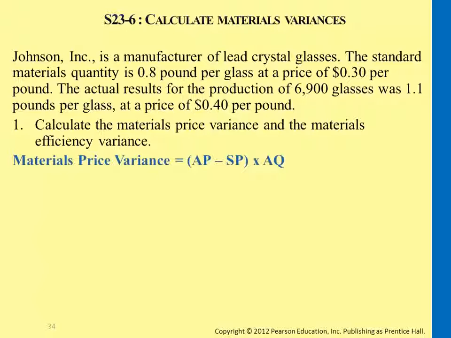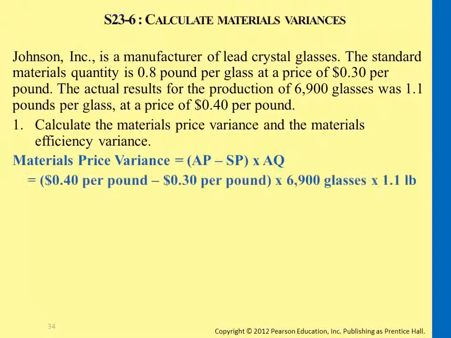So for the price variance, you'll be using the actual price minus the standard price, the budgeted price that we got per pound of glass. And then we multiply by the actual quantity that we used to produce the 6,900 glasses. So the actual per pound cost is 40 cents, and the price per pound originally budgeted is 30 cents. So each pound we spend an additional 10 cents.